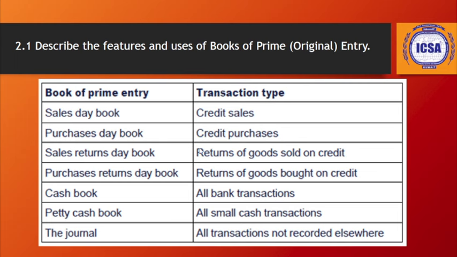Sales return day book is used to record returns of goods sold on credit. It's also known as return inward day book. Purchases return day book, that is also known as return outward day book, is used to record all types of returns of goods bought on credit. Then there is another major important book of prime entry, that is cash book, which is used to record all types of cash and bank transactions.